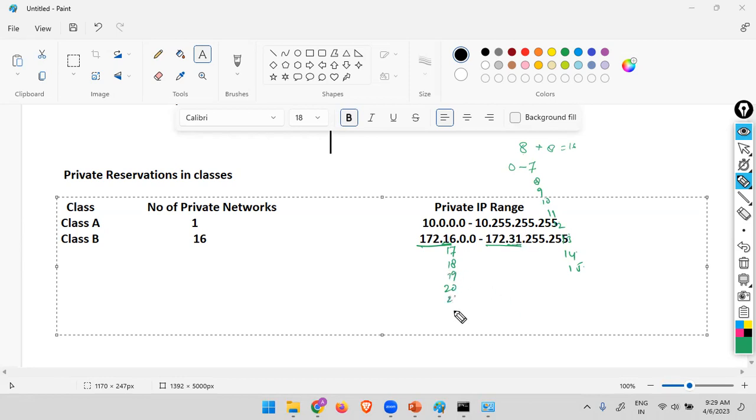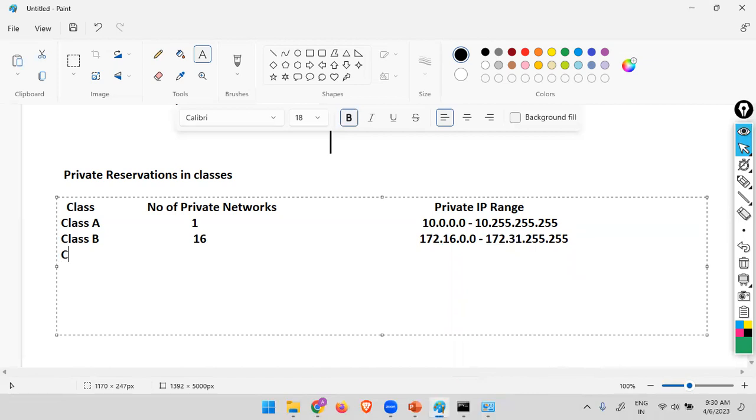Or else you can count like this: 21, 22, 23, 24, 25. That is 10 in total. Then 26, 27, 28, 29, 30, and 31. Now you can count 1 to 16. So total 16 networks are reserved in case of class B.